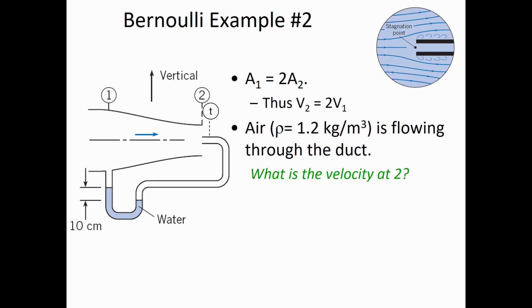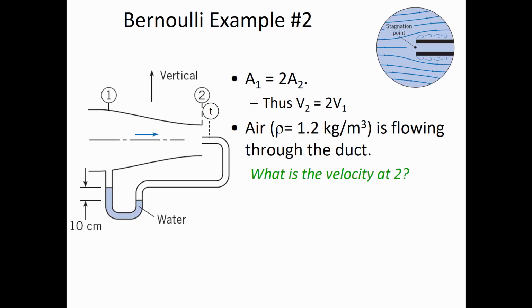Density of air. Also, inside of here is water. So we'll keep in the back of our mind that the density of water, of course, is 1,000 kilograms per cubic meter, and the gamma of water is 9,810 newtons per meter cubed.